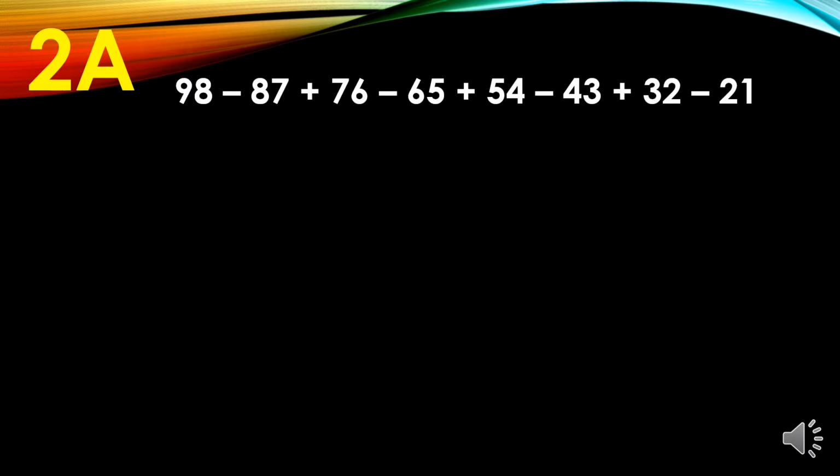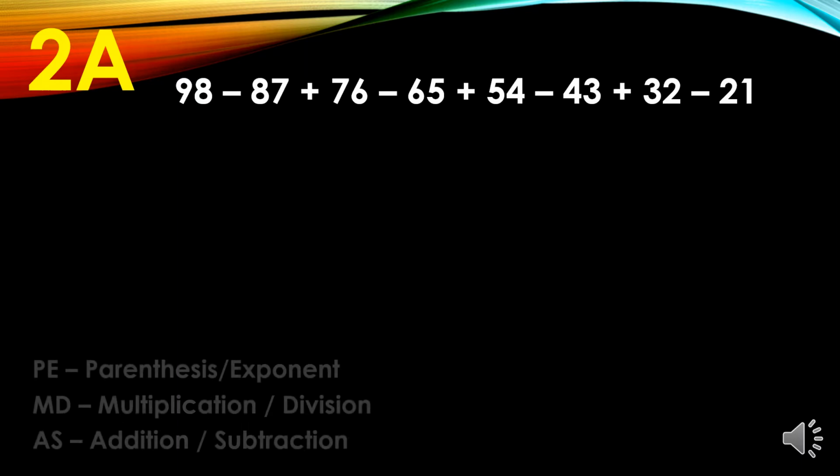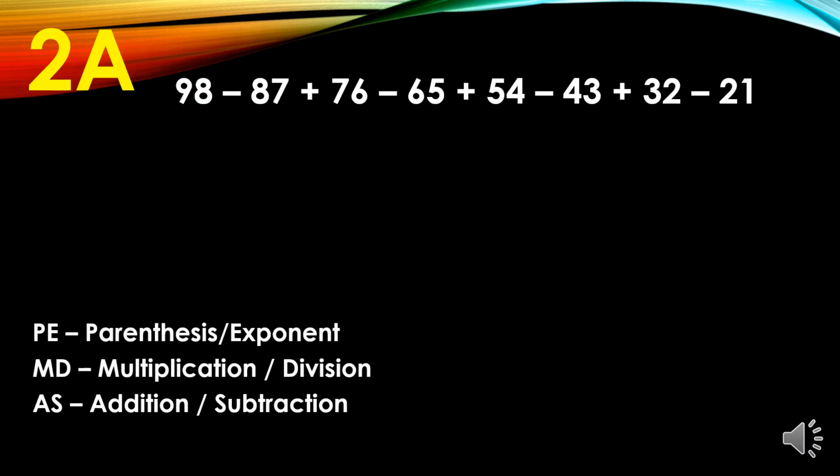Okay, so welcome. Today I'm going to show you how we could solve a certain problem. For the first page, we have 2A. We have to evaluate 98 minus 87 plus 76 minus 65 plus 54 minus 43 plus 32 minus 21. This one is just so basic. We need to remember PEMDAS: parentheses, exponents, multiplication, division, addition, and subtraction.